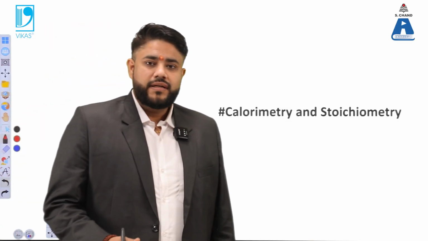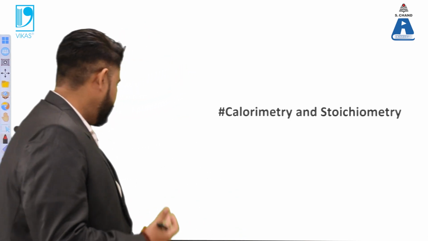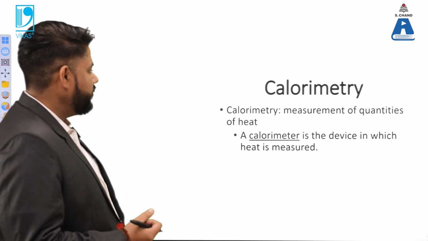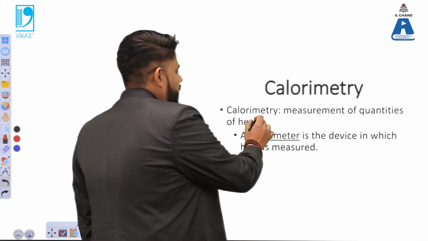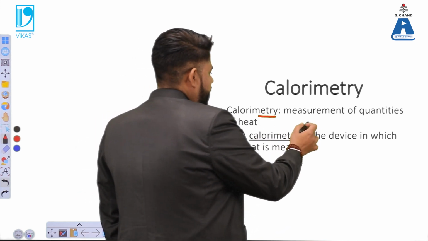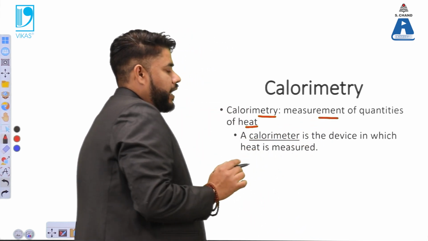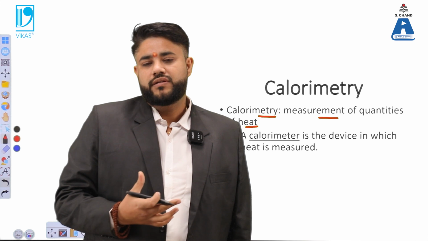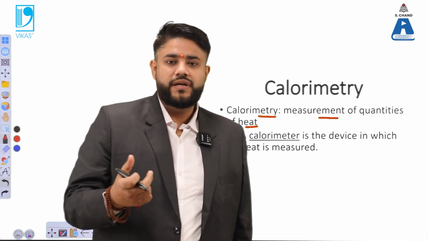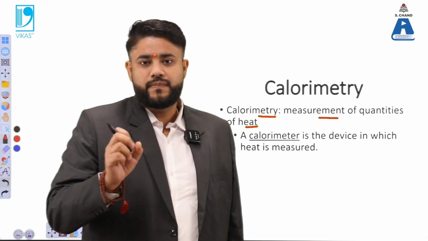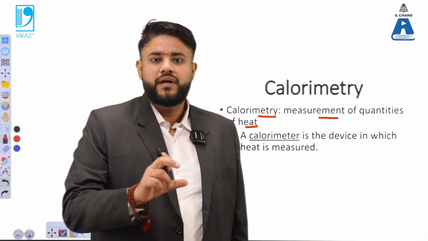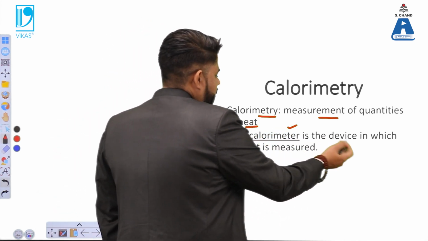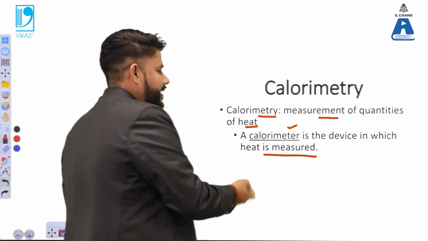So, the topic that we are studying is calorimetry and stoichiometry. Firstly, we will be starting with the calorimetry concept, and calorimetry is basically a scientific way of measuring the quantity of heat. We want to measure the heat for certain critical applications, and how do we measure that heat? That is done with the help of a special instrument, the calorimeter. So, a calorimeter is a device which is used to measure heat.